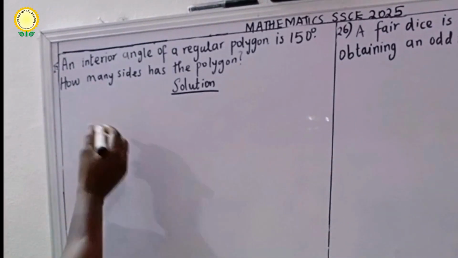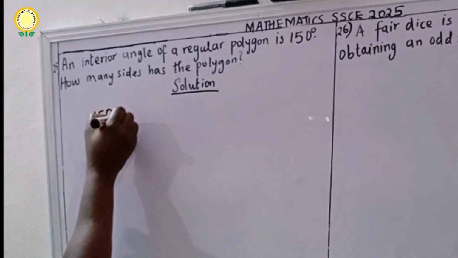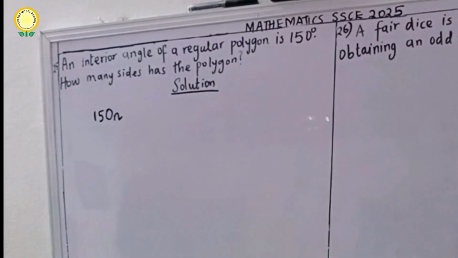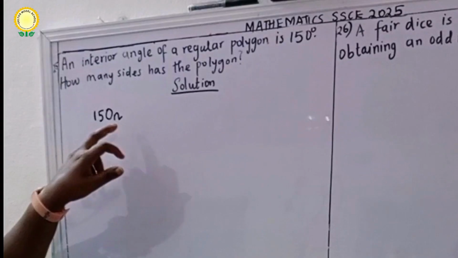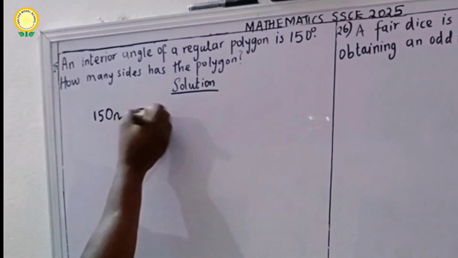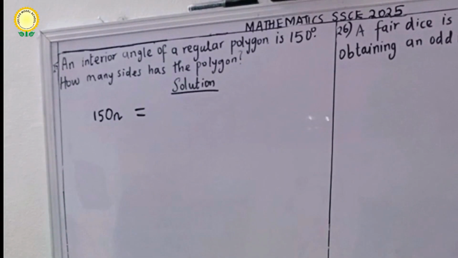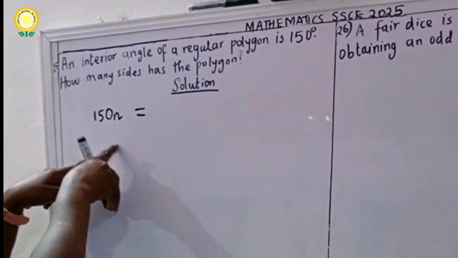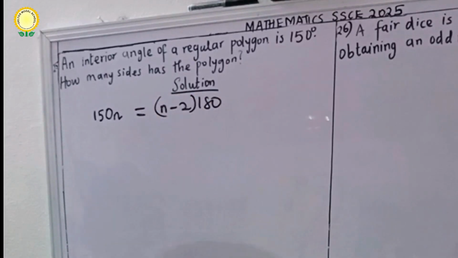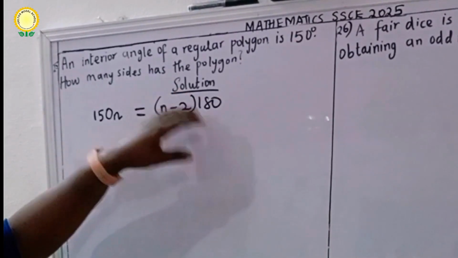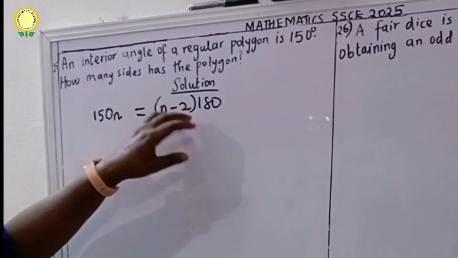If one of the angles is 150, that means we have 150 times the number of sides, or the number of angles, and we don't know the number of sides. Remember, the number of sides is the number of angles, so we say 150n, where n is the number of angles or the number of sides. So 150n is the total, which is equal to (n minus 2) times 180, the formula for the total of the angles of a polygon.